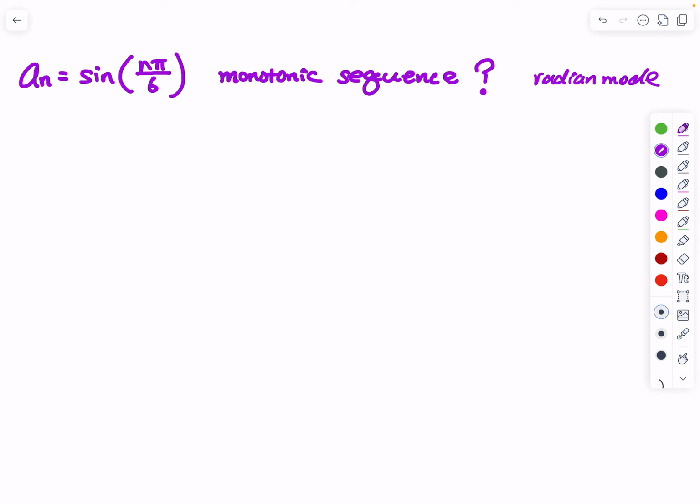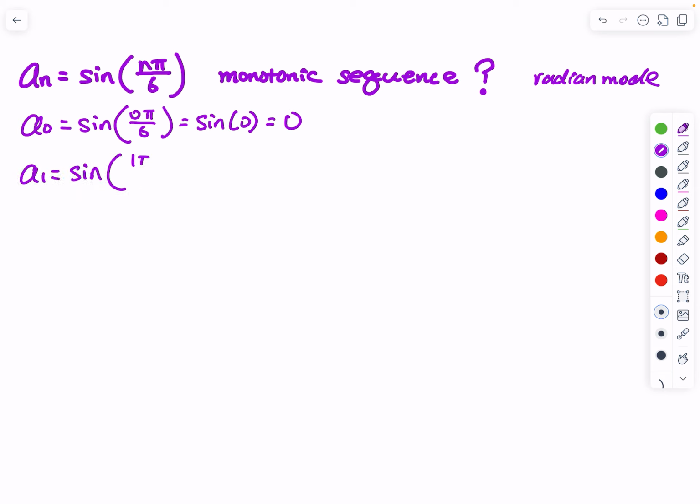When n is equal to 0, I have sine of 0 times pi over 6, so 0 pi over 6, that is equal to sine of 0. Sine of 0 is equal to 0. And then a1, that is sine of 1 pi over 6. Sine of pi over 6 is 1 half, equal to 0.5.